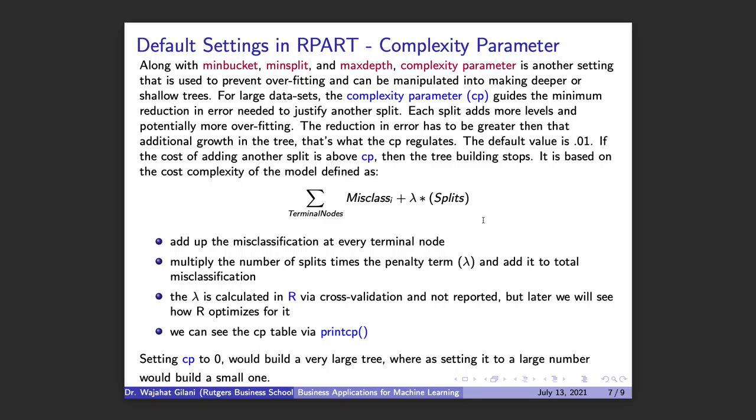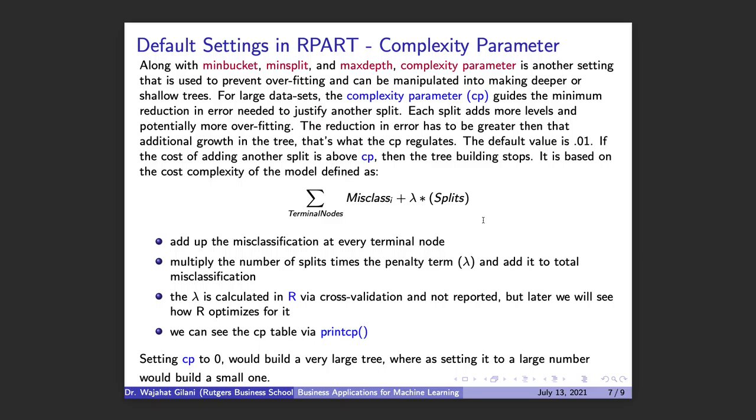Complexity parameter basically guides the minimum reduction in error needed to justify another split. If you're going to add another split or another leaf node, the question is, when you add the other leaf node, you're adding complexity to the tree. You're adding depth. You might be adding more levels. You might end up overfitting. You're potentially overfitting the model.